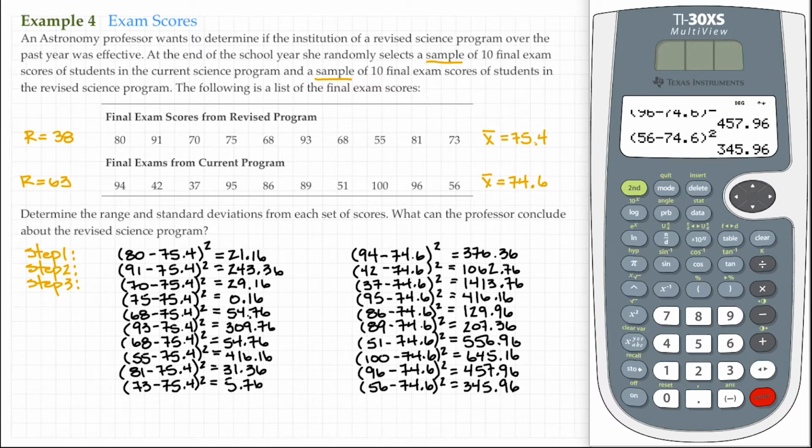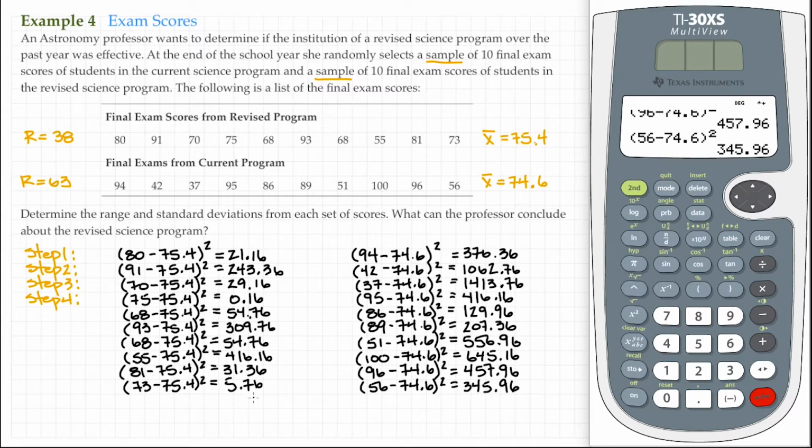So now for step 4, we sum them all up and divide by n minus 1. So we have 10 for each program, minus 1, so we wind up dividing by 9.